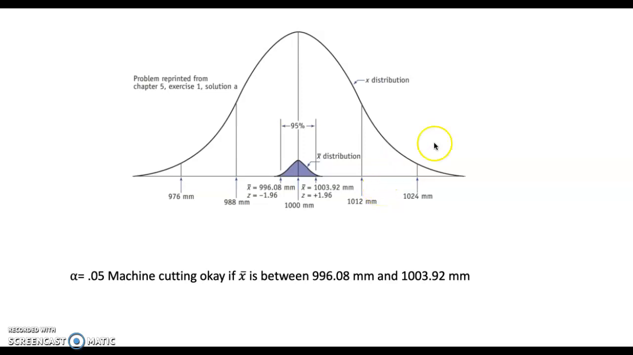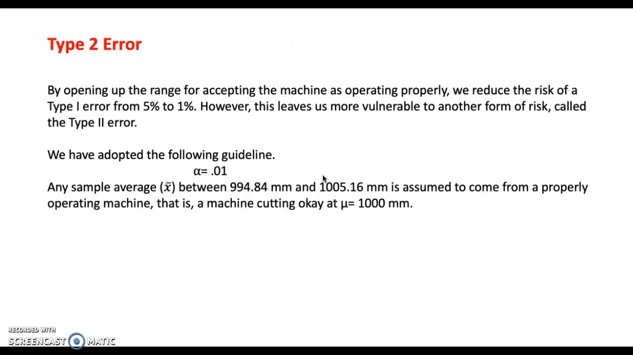What if we want to widen this range? What if we say that alpha is equal to 0.01? What's going to happen then? By opening up the range for accepting the machine as operating properly, we reduce the risk of a type 1 error from 5% to 1%. But this gives us another risk. This is called type 2 error.